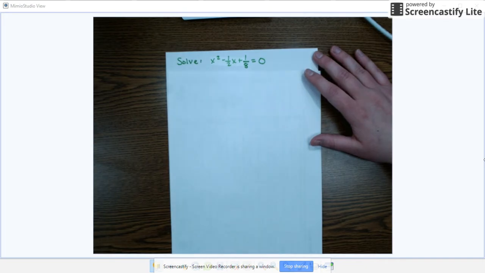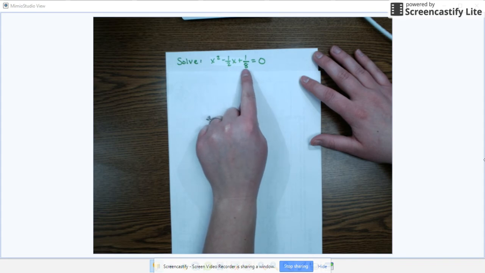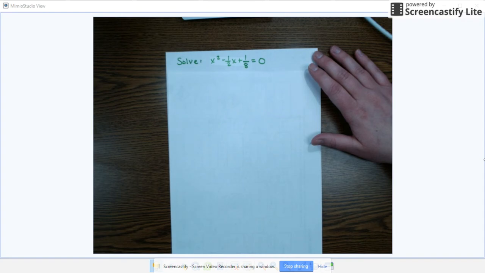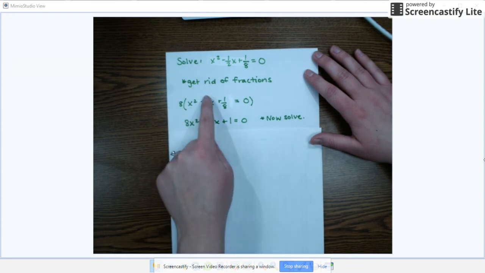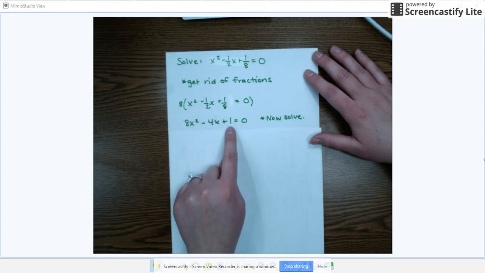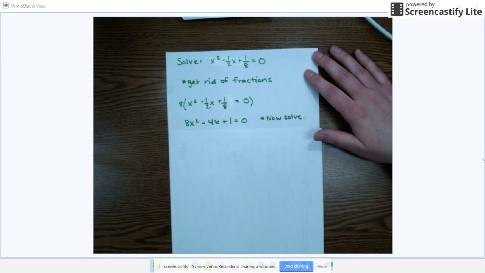In order to get rid of fractions, remember we need to multiply by the least common denominator. Well, the least common multiple of 2 and 8 would be 8. So we're going to multiply everything by 8. When you do that, you get 8x squared. Distribute that through, minus 4x and a plus 1/8. Now I would like you to solve this equation, please.